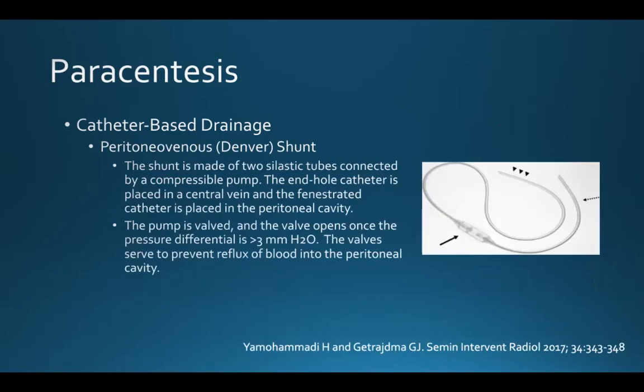The shunt itself is made of two silastic tubes connected by a compressible pump. The end hole catheter is placed in a central vein, and the fenestrated catheter is placed in the peritoneal cavity. The pump is valved, and the valve opens once the pressure differential is greater than 3 millimeters of water. The valves serve to prevent reflux of blood into the peritoneal cavity.